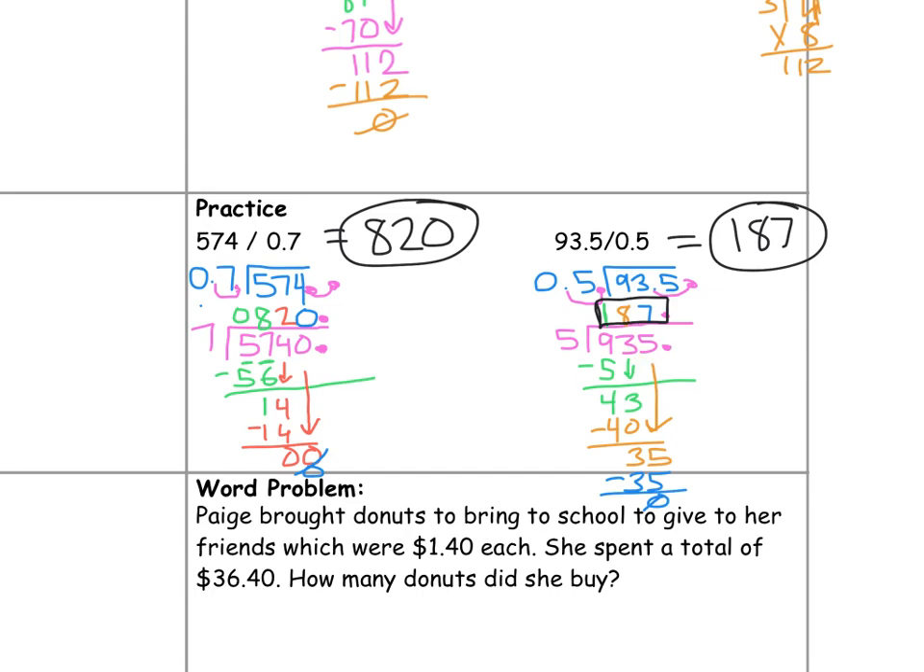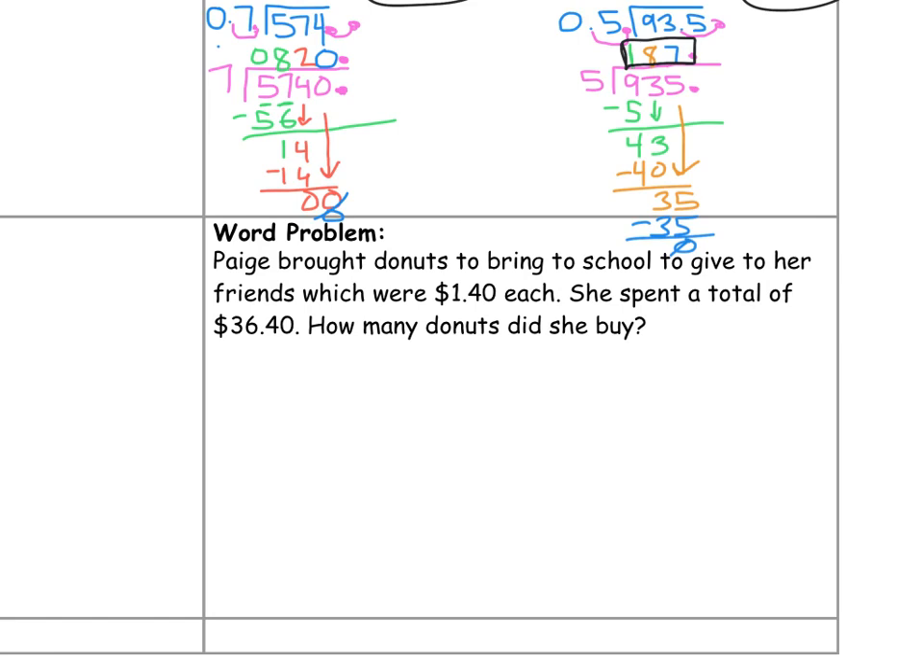So let's work on this word problem. Paige brought donuts to school to give to her friends, which were $1.40 each. She spent a total of $36.40. How many donuts did she buy? So we know that she spent $36.40, and each donut was $1.40 each. So we're trying to figure out how many donuts she bought. So first we have to clear our decimal. So let me see if you can move it by yourself.